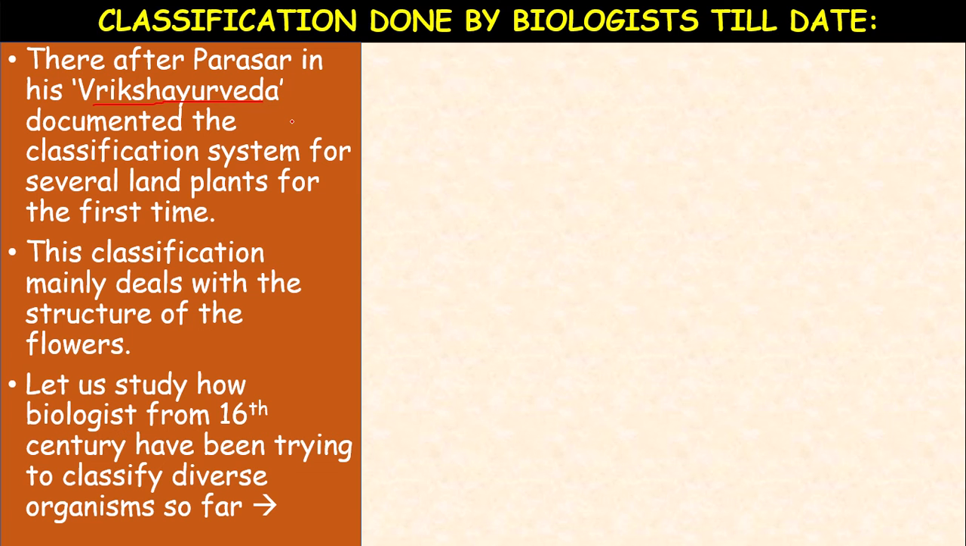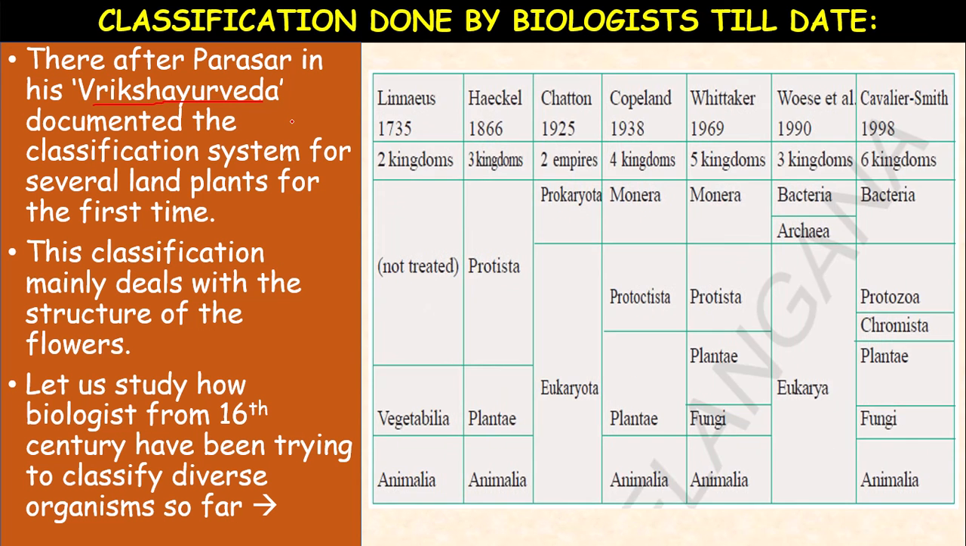So let us study how the biologists from the 16th century have been trying to classify diverse organisms so far. Here the table is given. The following table shows how different biologists have gone about forming the first category in classification.